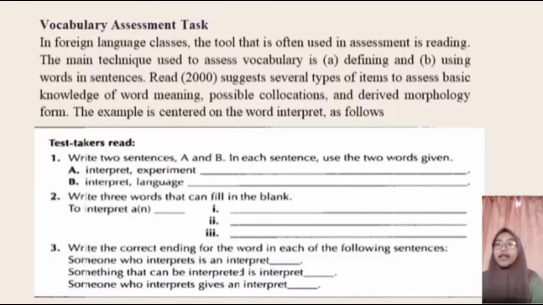Vocabulary assessment task. In foreign language class, the tool that is often used in assessment is reading. The main technique used to assess vocabulary is defining and using words in sentences. Read 2000 suggests several types of items to assess basic knowledge of word meaning, possible collocation, and derivative morphology form. The example is centered on the word interpret as follows. Test takers read: 1. Write 2 sentences, A and B. In each sentence, use the 2 words given. 2. Write 3 words that can fill in the blank. 3. Write the correct ending for the word in each of the following sentences.